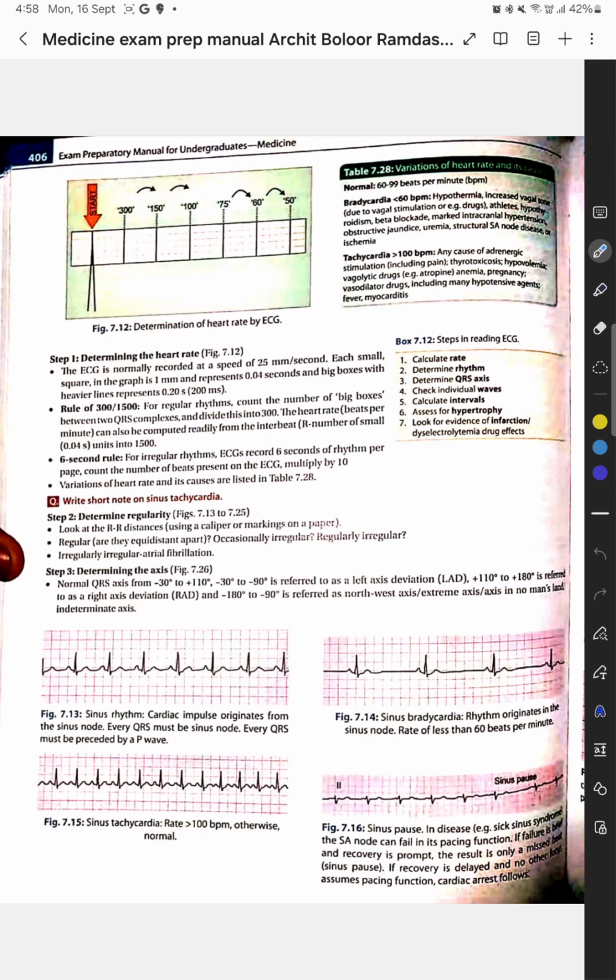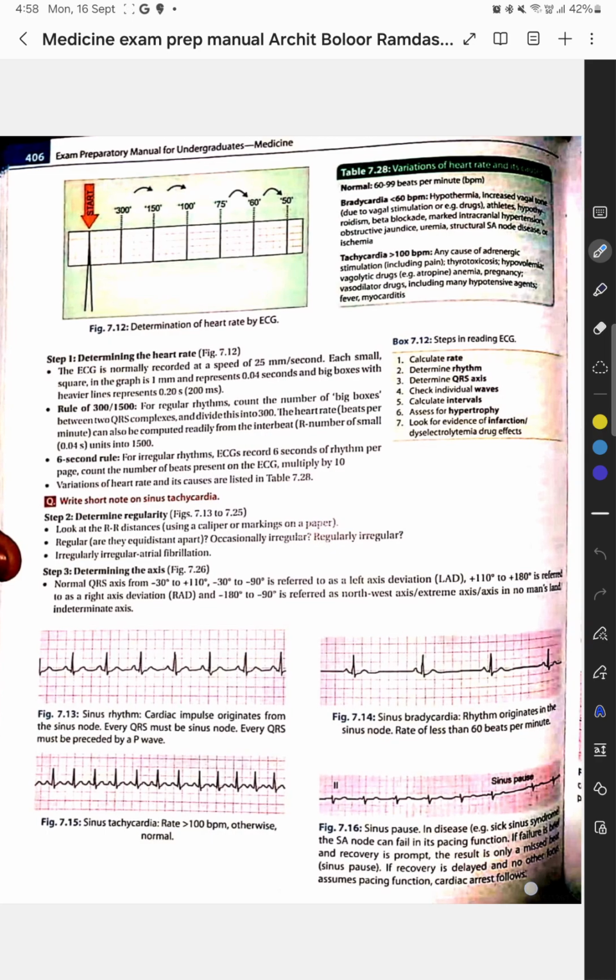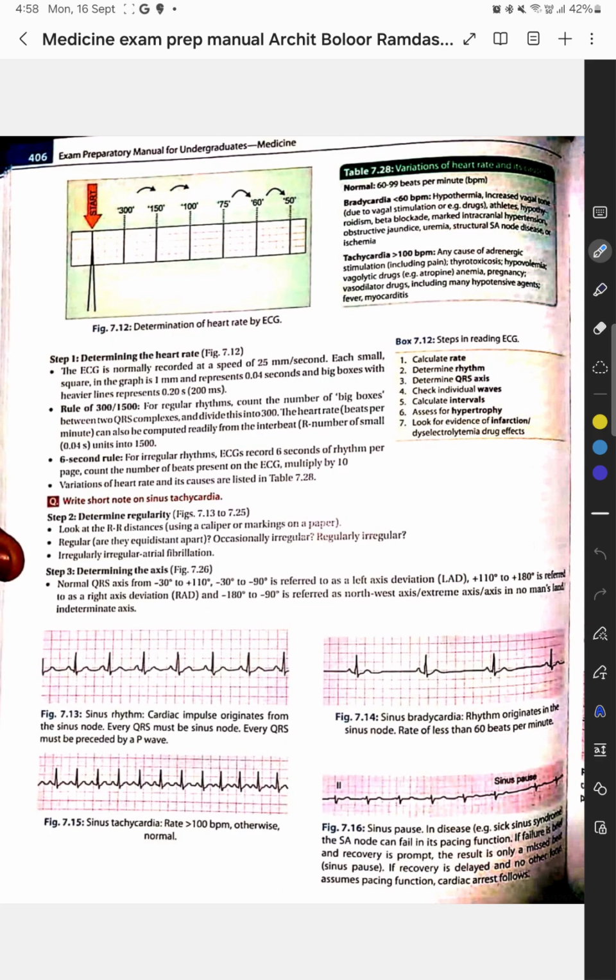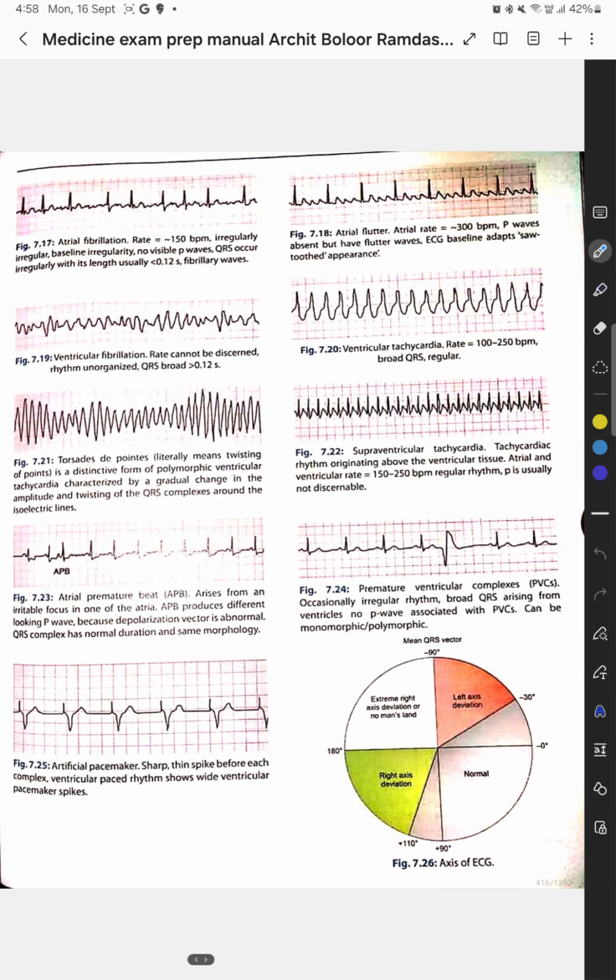Sinus pause. In sick sinus syndrome, the SA node can fail in its pacing function. If failure is brief and recovery is prompt, the result is only a missed beat. If the recovery is delayed and no other focus assumes pacing function, cardiac arrest follows. Other rhythms: atrial fibrillation, atrial flutter, ventricular fibrillation, ventricular tachycardia, torsades de pointes, supraventricular tachycardia, atrial premature beat, premature ventricular complexes, atrial pacemaker, artificial pacemaker.